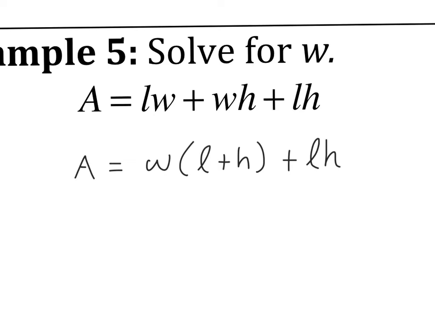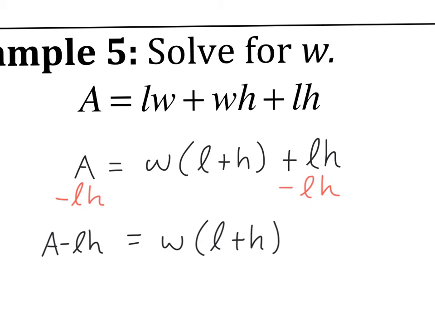Now, how do I get W by itself? Well, I need to get rid of this LH. So I'm going to subtract LH from both sides. And some of us might say, hey, wait a minute, you can't subtract LH from A. And you're kind of right. What you really mean to say is you can subtract it, it just doesn't look simplified, because I can't rewrite it to something simple. So there you go. That's the subtracted there.